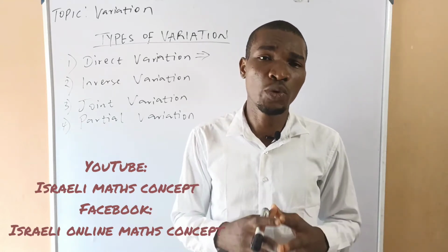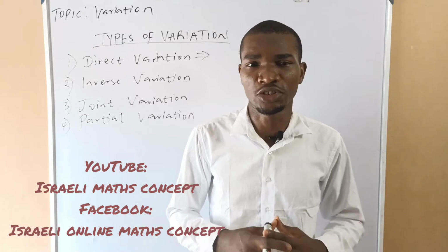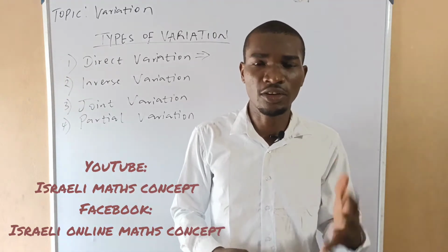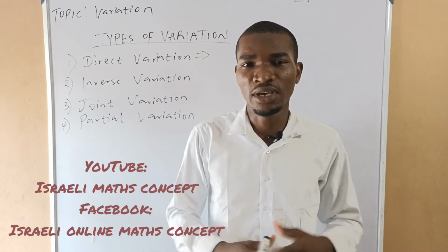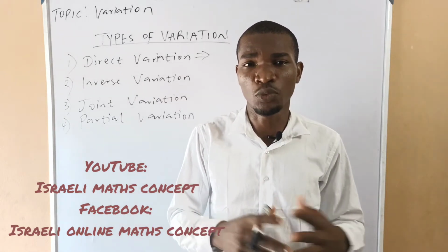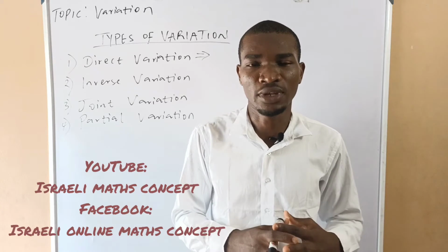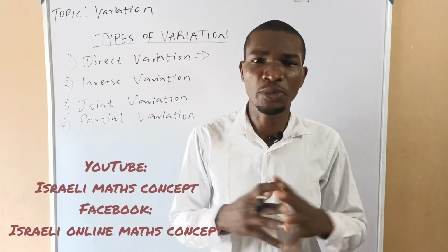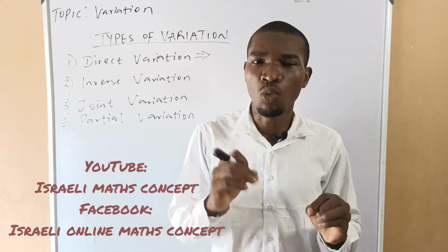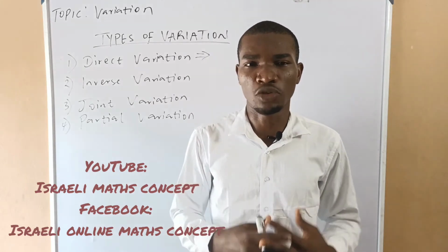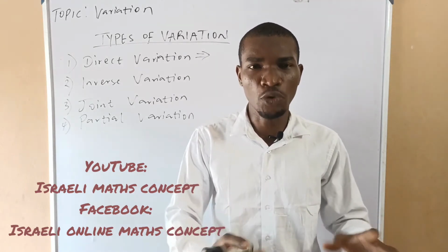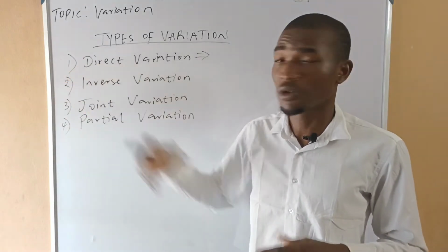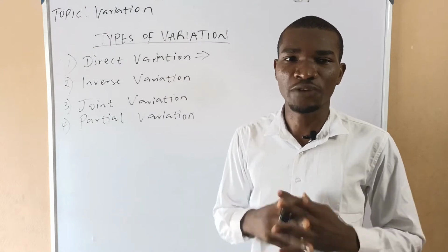And mathematically, we have up to 4 types of variation. The first type of variation is the direct variation. The second type is the inverse variation. The third type of variation is what we call joint variation. And the last one is partial variation. In this video, I'm going to be explaining what each of these types of variation means and how it could be viewed in real life situations. Hence, I'm starting with the first type of variation, which is direct variation.